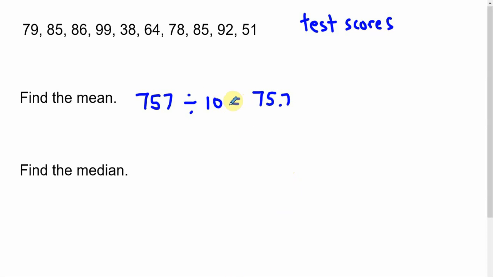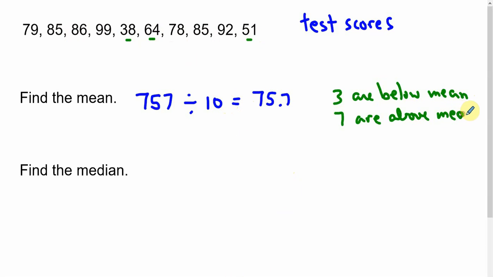Now, by the way, let's just check how many are below and how many are above 75.7. This one's below, this one's below, and this one's below. So 3 are below the mean, and therefore the other 7 are above the mean. So again, notice the mean does not come right in the middle. That's what the median is. The mean can be skewed to the lower numbers or to the higher numbers. In this case, it's lower. A majority of numbers are actually bigger than the mean.